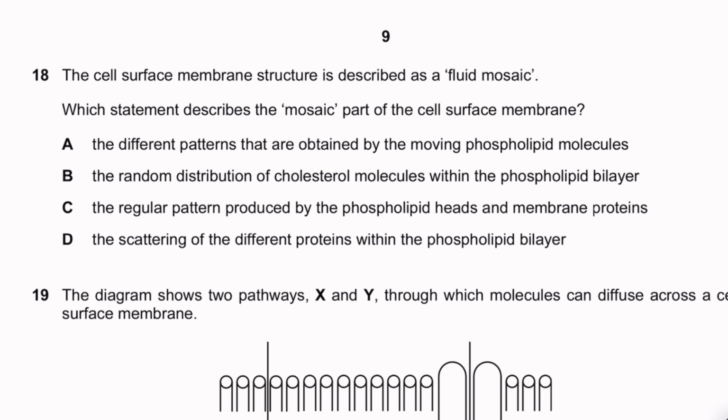It's not just the phospholipid molecules. The random distribution of cholesterol molecules within the phospholipid bilayer? Cholesterol has nothing to do with it. The regular pattern produced by phospholipid heads and membrane proteins? I don't think it's regular, really. It keeps on changing. The scattering of different proteins within the phospholipid bilayer? I think so. The proteins will be scattering around in the phospholipid bilayer, and from the top they show as moving around alongside the phospholipid heads, and so that's D.